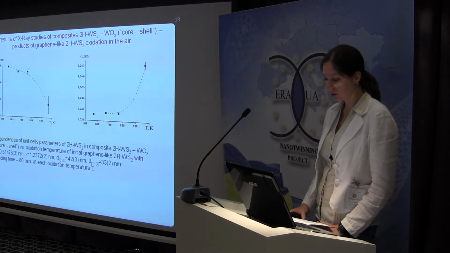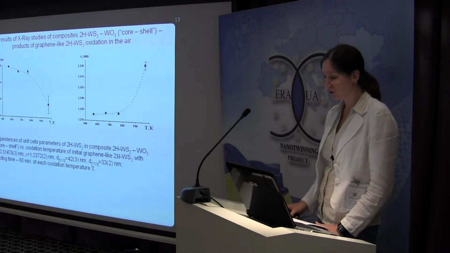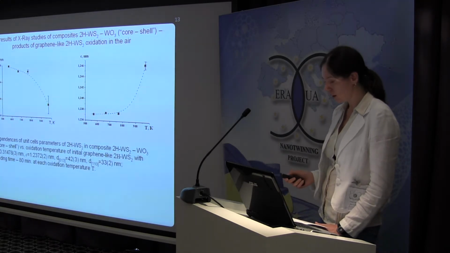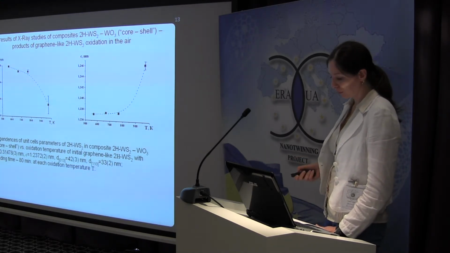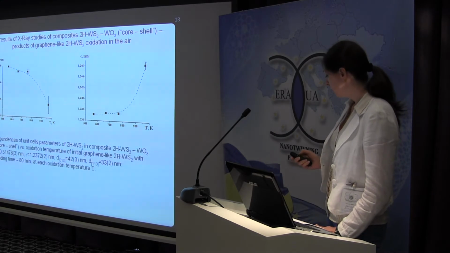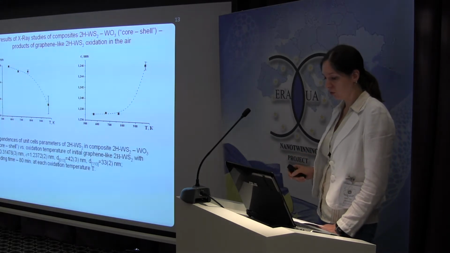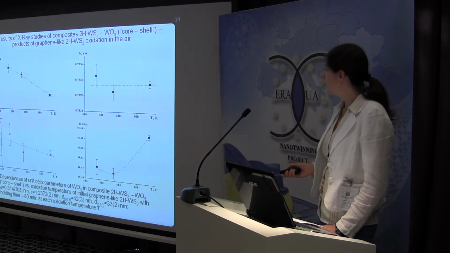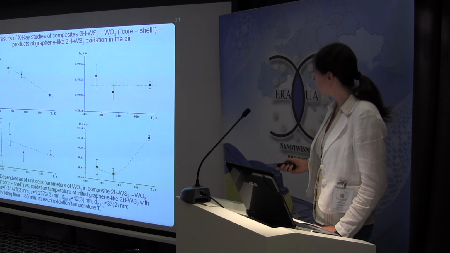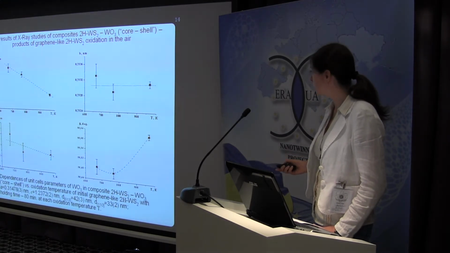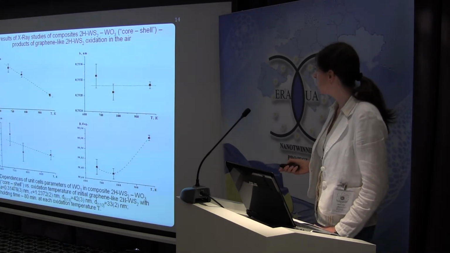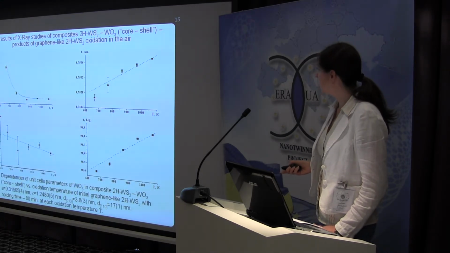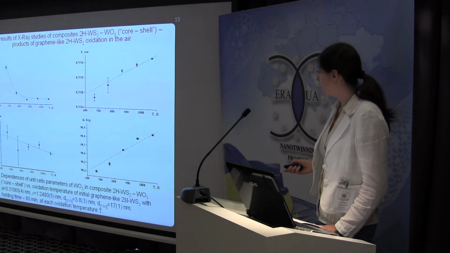The increase of oxidation temperature leads to an exponential decrease of the unit cell parameters A and C in the composite, unlike micron powders, where parameters A and C are independent of oxidation temperature. There is a result for the tungsten oxide composite: parameters A and C decrease, and parameter B increases, and angle B also increases.